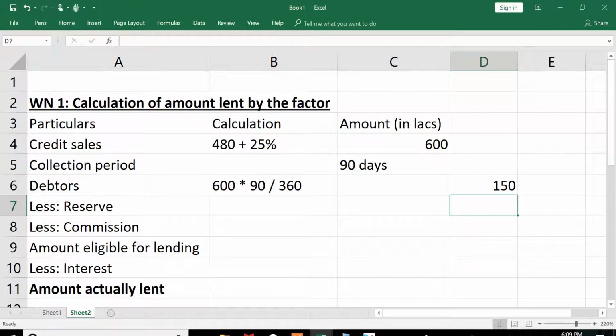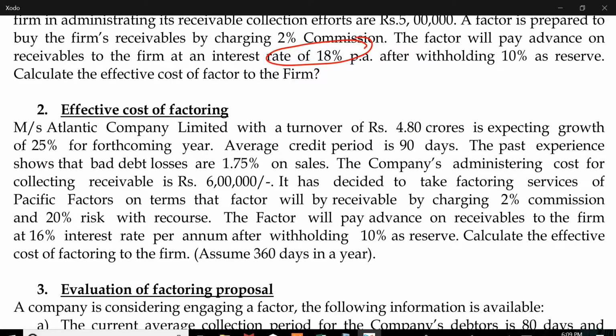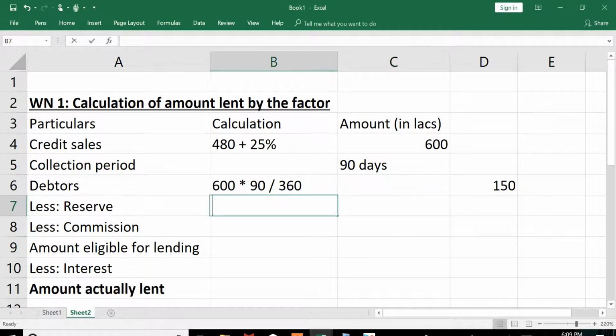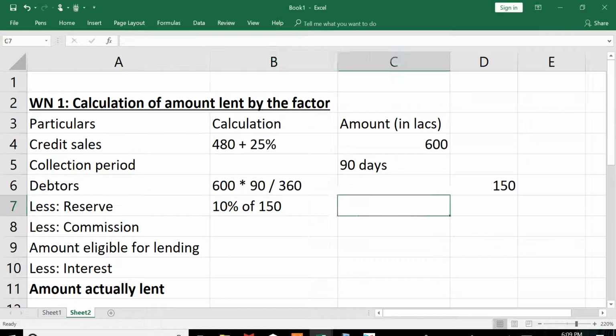Then we have a reserve portion. What's the reserve they are doing? 10%. So 10% of 150. The reserve is 10% of 150, which is minus 15.